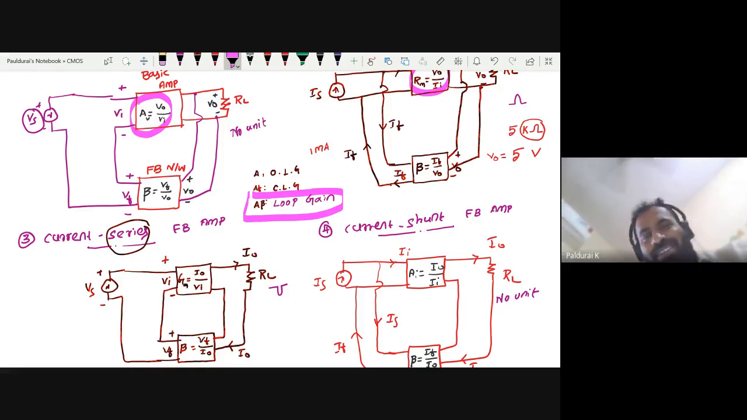You know the open loop gain unit, closed loop gain unit for all these four feedback topologies. Now, the unit for loop gain. Anyone? I have given everything. You just want to think. That's it.